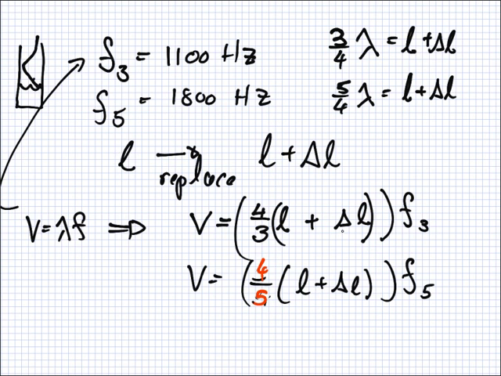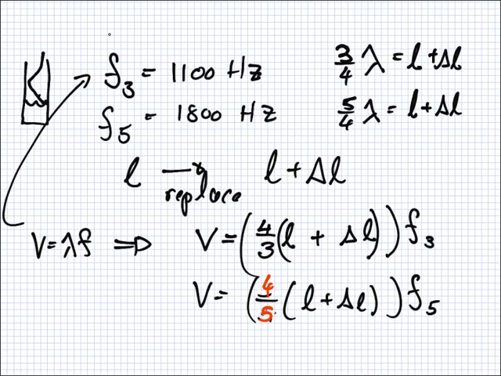How many equations have we got here? Two. And how many unknowns? Three things: V, L, and delta L. We know the f's. So I must give you one more piece of information. I'll give you the L. We'll say it's the same: L is 17 centimeters.